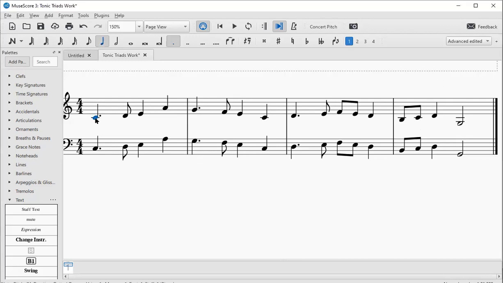I said already that you don't have to hear this to identify those tonic triads, but since I have the capability of playing it for you, I'm going to. Here we go.